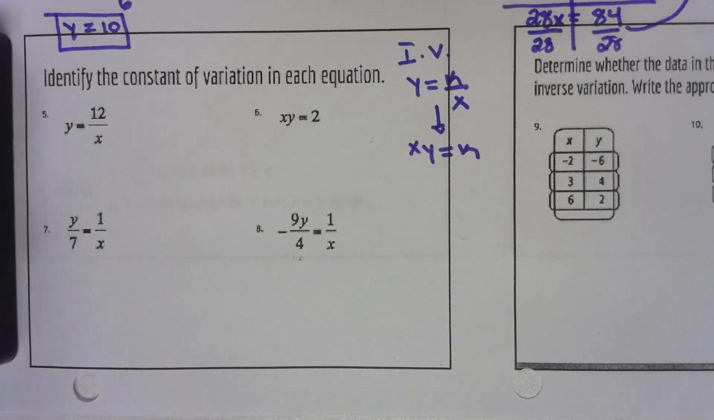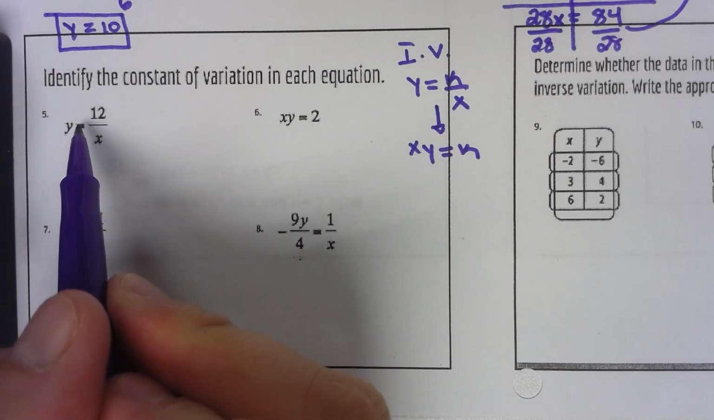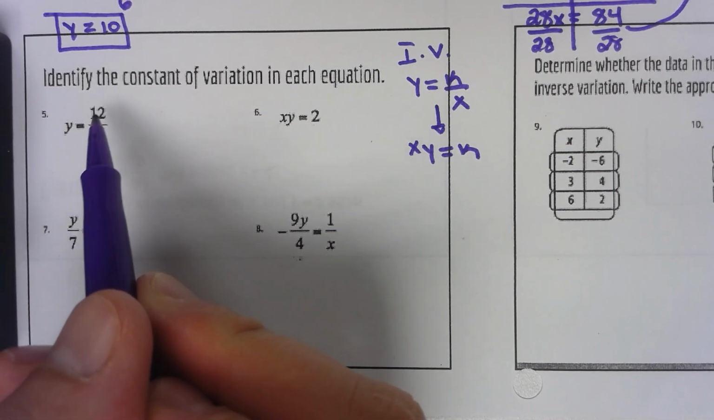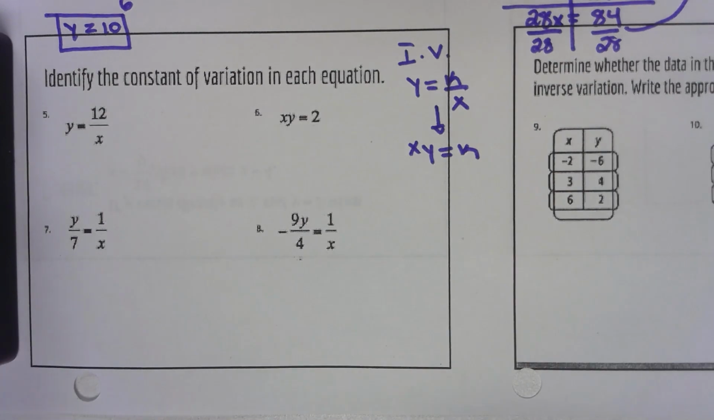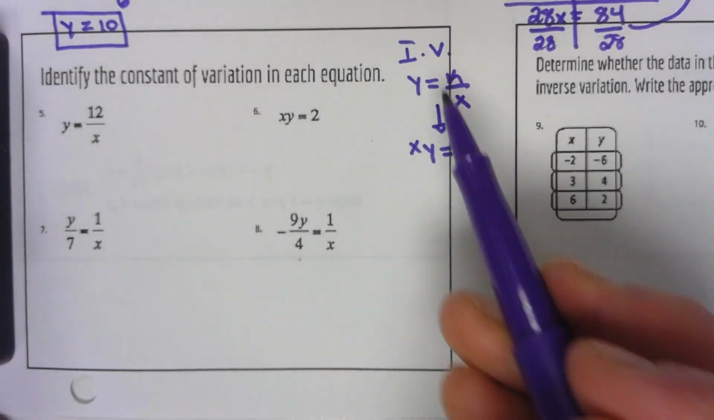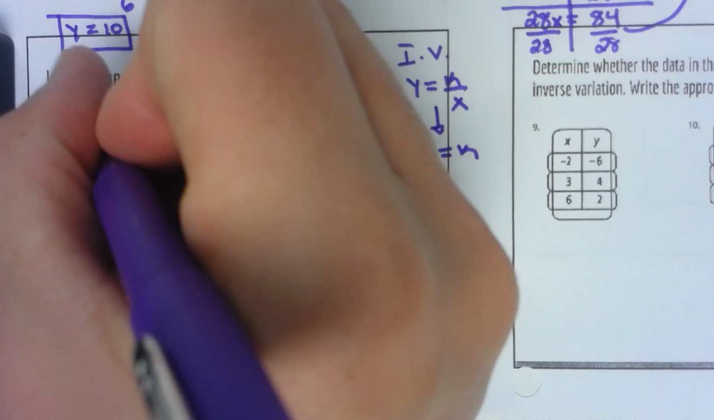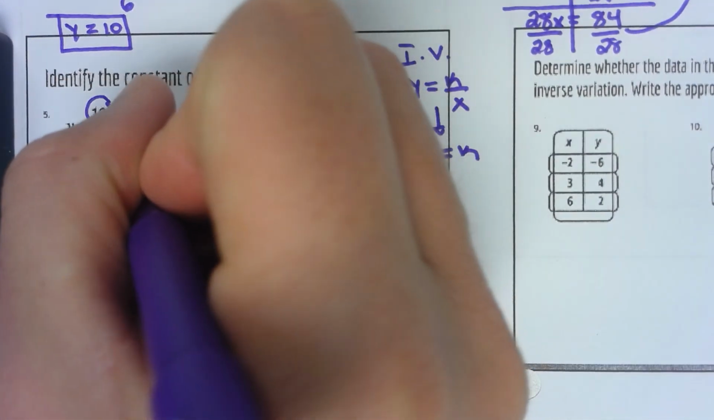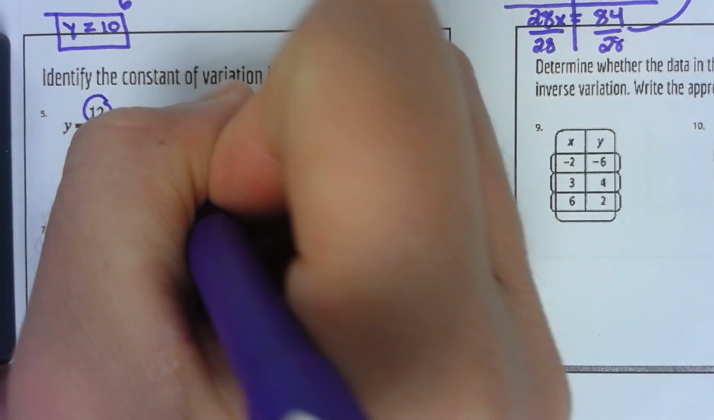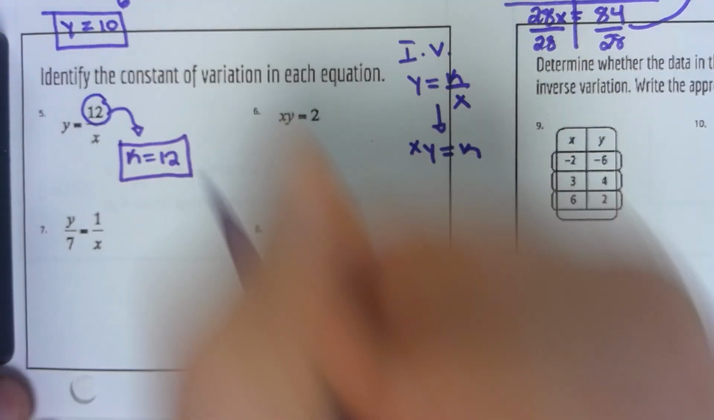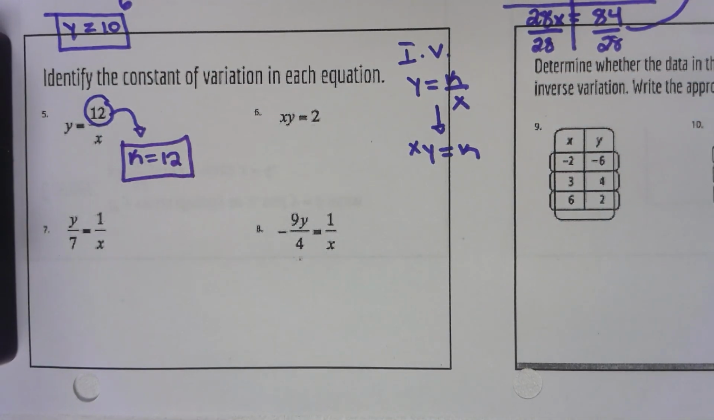Well, number 5, if I look at this equation, that's y equals some number divided by x. Well, that is the exact equation for inverse variation, and thus 12 is our constant. k equals 12. Done. We didn't need to do anything else, right? y was already by itself. All we needed to do was recognize that the numerator, or the number being divided by x, is that constant.